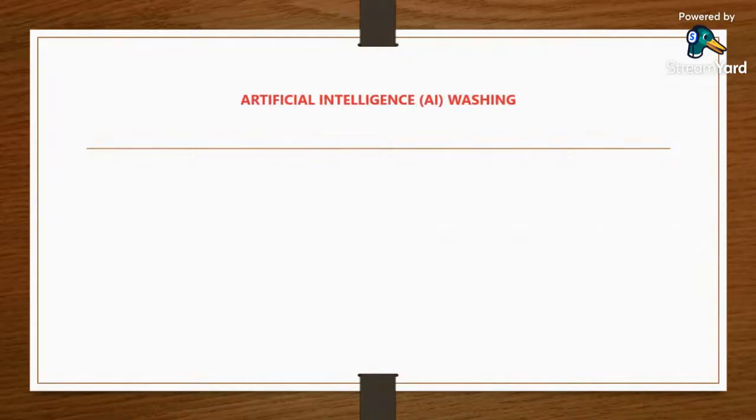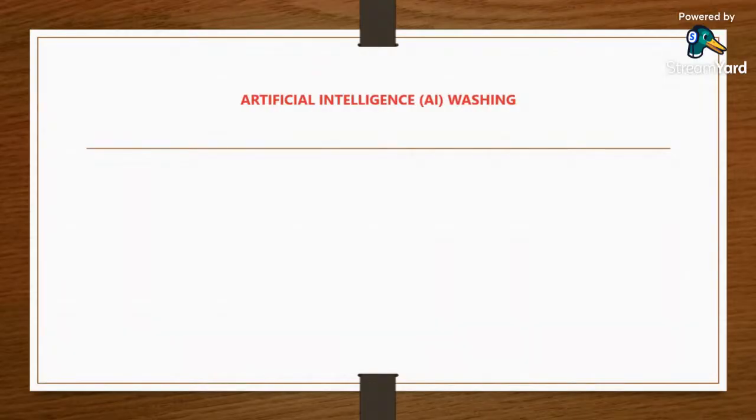What is artificial intelligence washing? AI washing. Now, what happens with the rapid proliferation of artificial intelligence? Several companies are misrepresenting their products as AI powered to gain a competitive edge and attract investors, which is a deceptive practice, and it is termed as AI washing. They don't contain anything AI, but they advertise as AI. This is known as AI washing. So this is done to get investors, and also to gain a competitive edge.